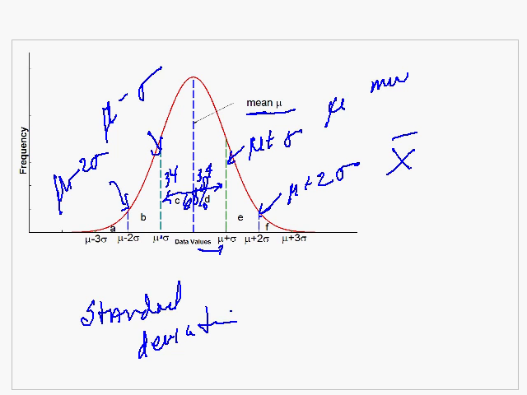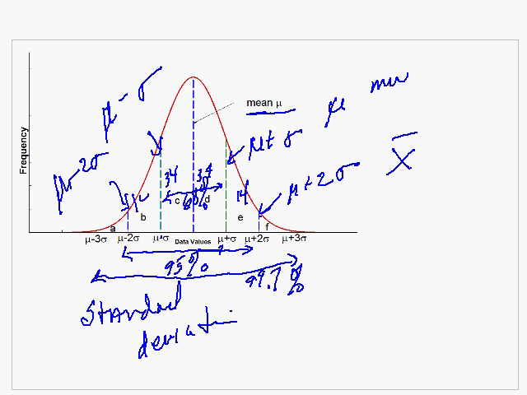When you move out to 2 standard deviations away, you get 95% of the values. 95% of all values lie within 2 standard deviations. And if you're out here, it's 99.7%. It's about 14% here, about 14% here, about 2 1/4 over in here of the data values.